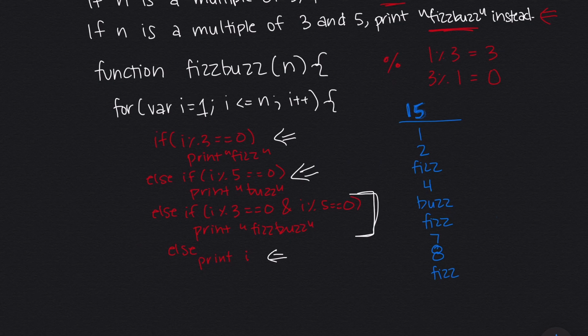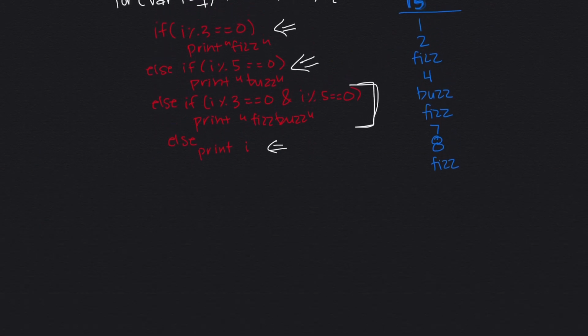We go to 10. Is 10 a multiple of 3? No. Is 10 a multiple of 5? Yes. So we print out buzz. Then we go to 11. Now we hit 12. Is 12 a multiple of 3? Yes. So we print out fizz. 13, 14, and then we hit 15. Is 15 a multiple of 3? Yes. So we print out fizz. And this is the wrong answer, right? We stopped because we hit this right here. So let's go ahead and fix that problem.